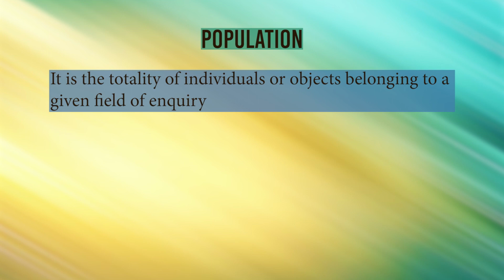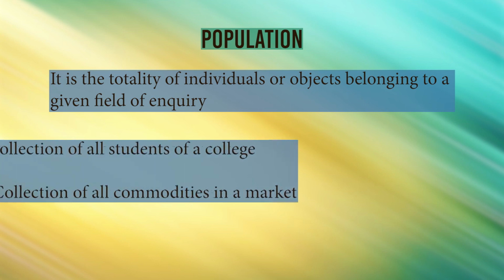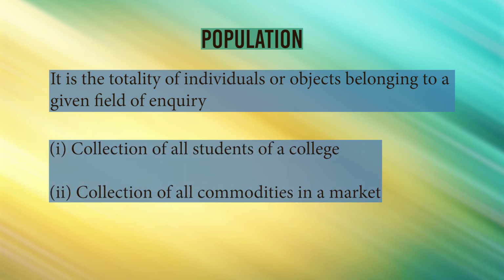By definition, a population is the totality of individuals or objects belonging to a given field of inquiry. For example, the collection of all students of a college, or the collection of all commodities in a market. These are all populations. Suppose I want to know about the curriculum structure of a given study program. What will be my population? My population will be all the students who are studying that curriculum or who are studying in that college.